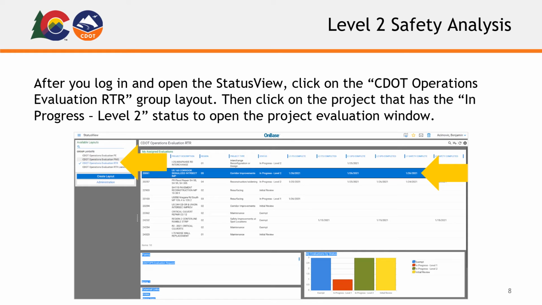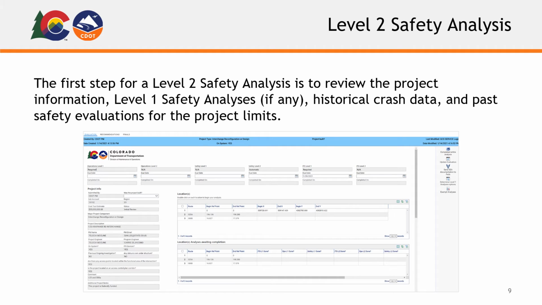After you log in and open the status view, click on the Operations Evaluation RTR group layout. Then click on the project that has the In Progress status to open the project evaluation window. The first step for a Level 2 safety analysis is to review the project information, Level 1 safety analyses, if any, historical crash data, and past safety evaluations for the project limits.